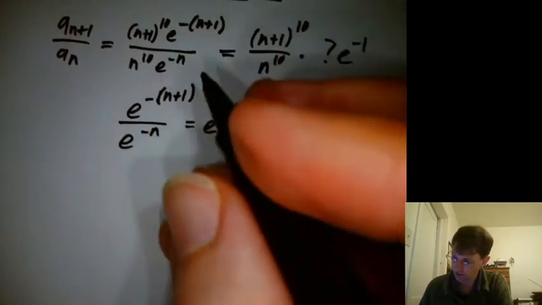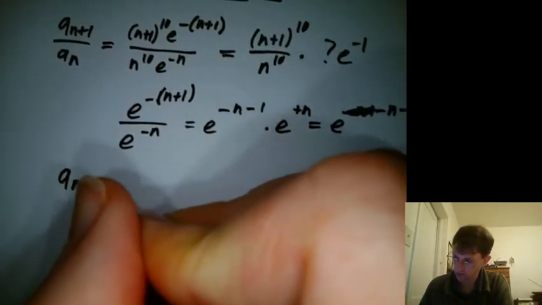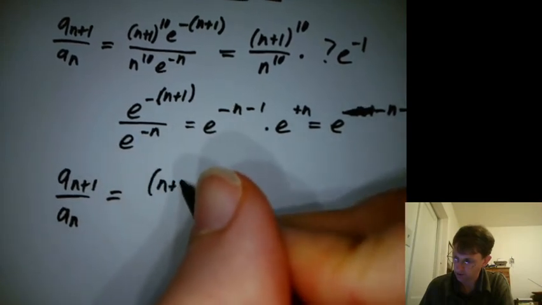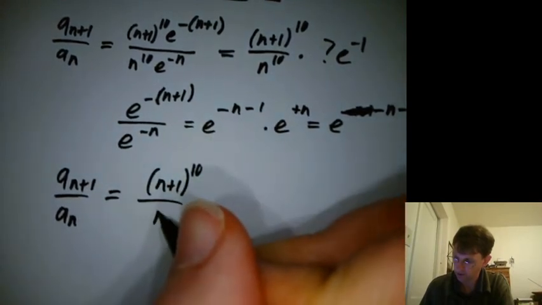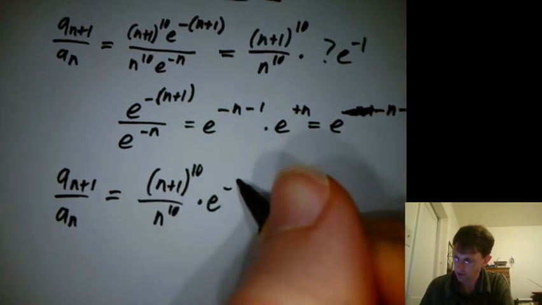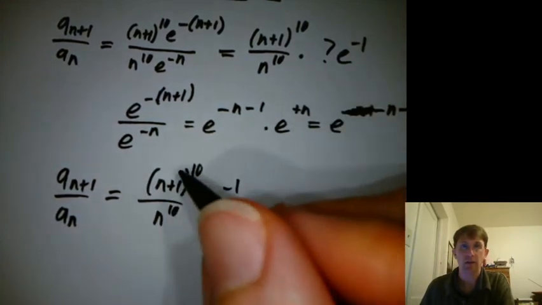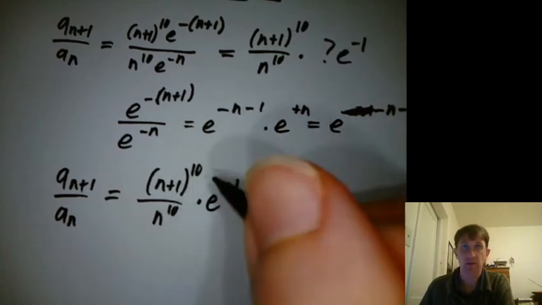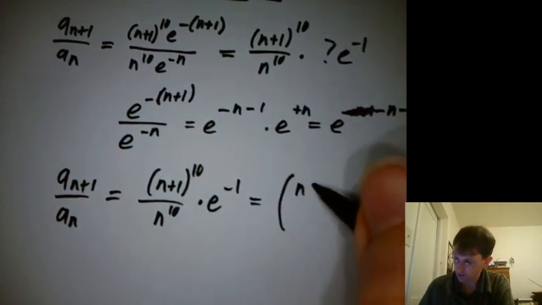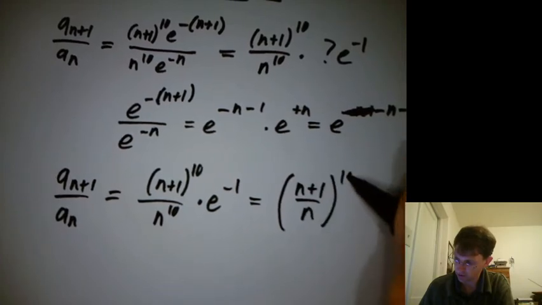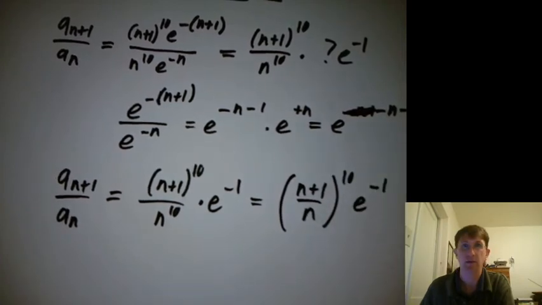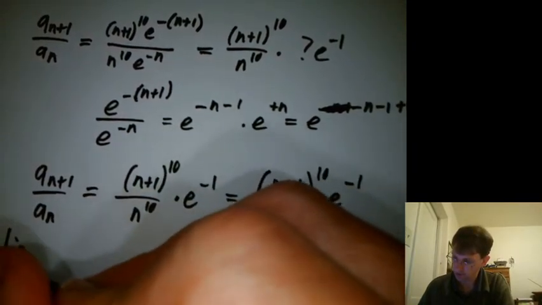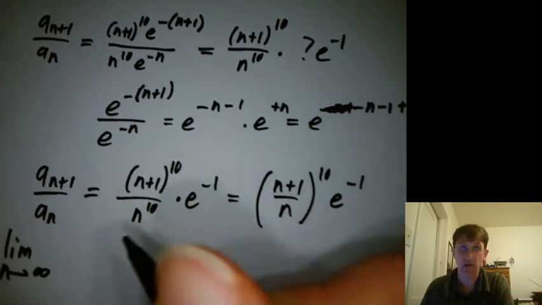So overall, we have a sub n plus 1 over a sub n equals n plus 1 to the 10th over n to the 10th times e to the minus 1. We can simplify that a little bit and say, since both of them are to the same power, that makes it kind of easy. We'll say n plus 1 over n, to the 10, times e to the minus 1. Now let's ask what the limit is. The limit as n goes to infinity.